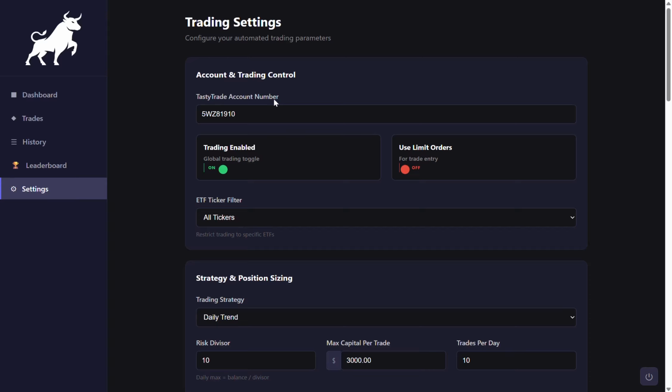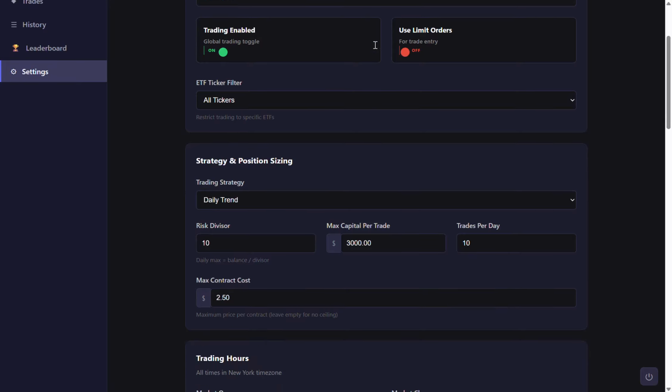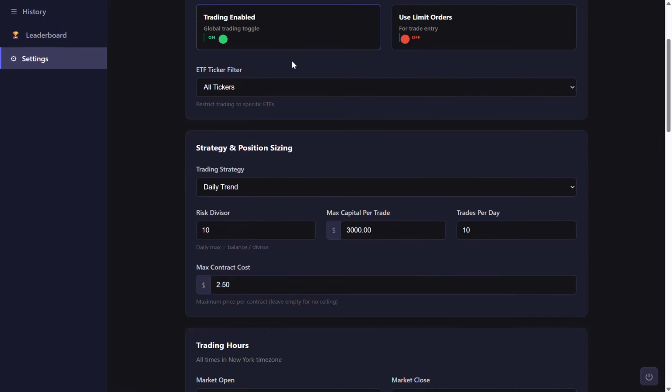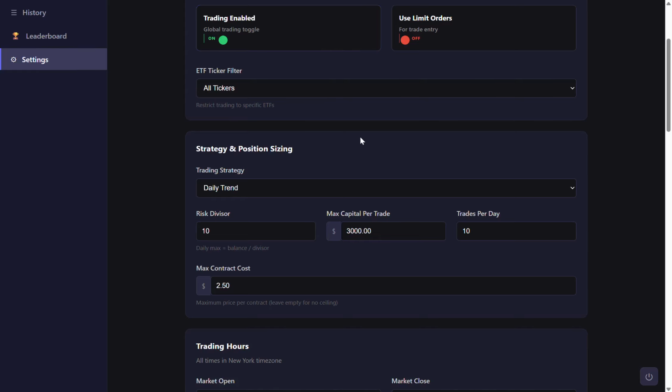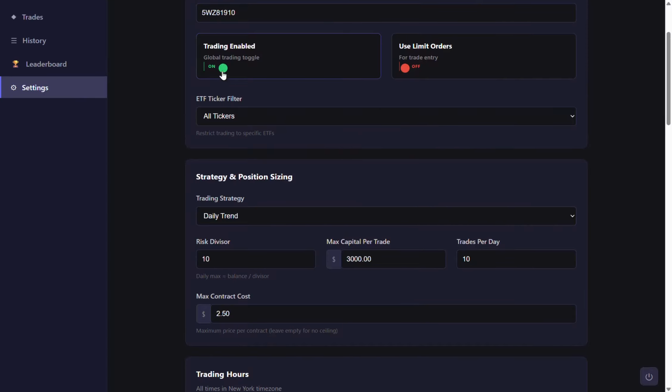So let's talk about these settings here. Okay, so this is going to be your Tasty Trade account number. This is whether your trading is on or off. Okay, so if you want to turn off your automation, it's that right there. Okay, if you want to have it on, it's here. And if it's on, it's going to go through all your settings. So if there's something in your settings that causes you not to take a trade, it won't take a trade, even though this is on. But this is telling you that your bot is on.